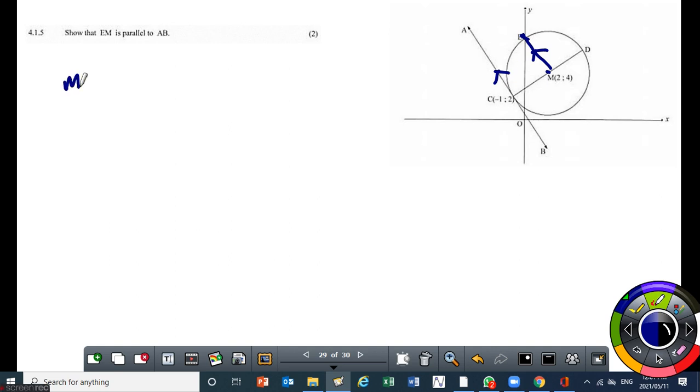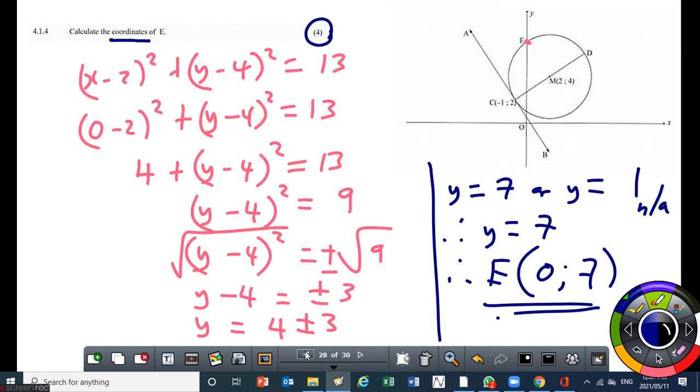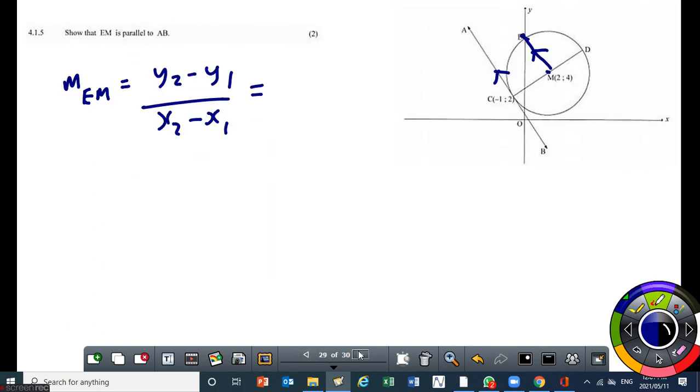So it will be m of EM equal to y2 minus y1 over x2 minus x1. But you're not trying to determine the gradient for the radius. Isn't that line the radius? That would be much better. Alright, so let's use that.